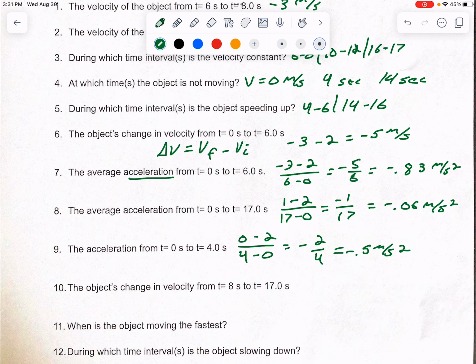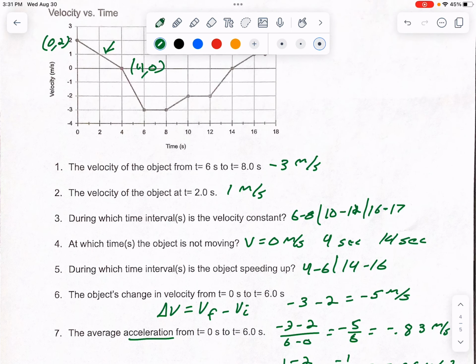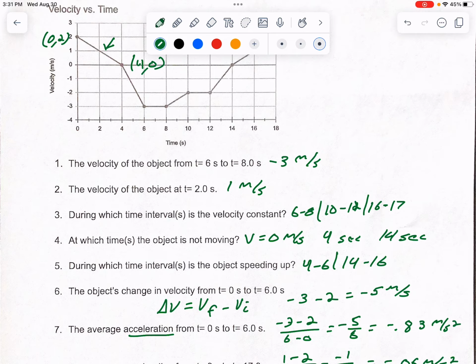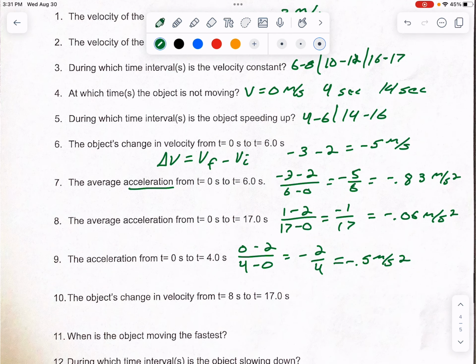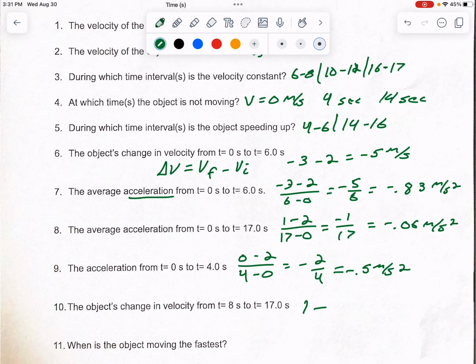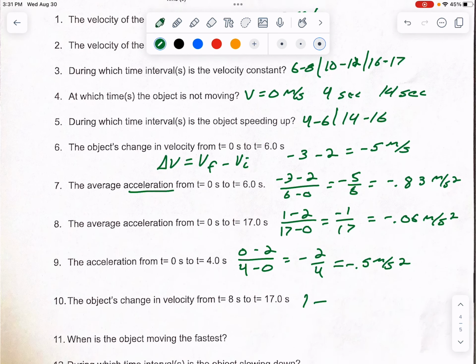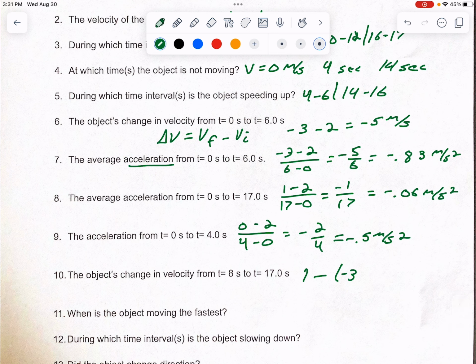10, the object's change in velocity from 8 seconds to 17 seconds. Remember, that's final velocity minus initial. Your final velocity was 1, minus, where are you at 8 seconds? At 8 seconds, you're at -3. So 1 minus -3 is going to give me a velocity change of +4 meters per second.